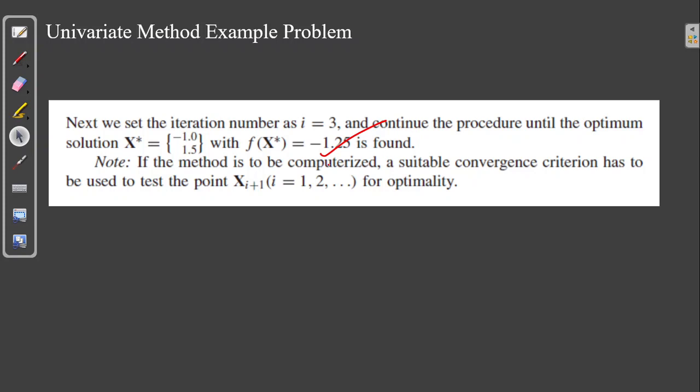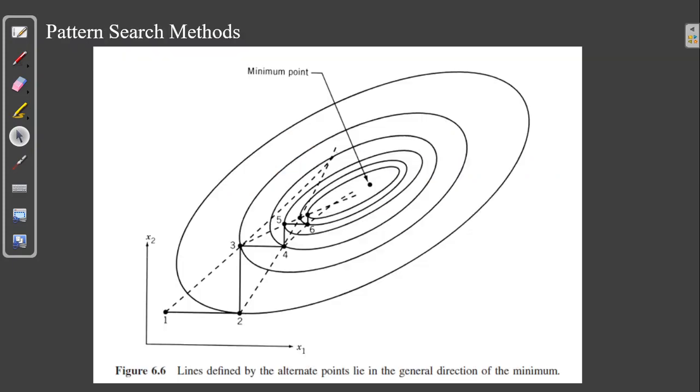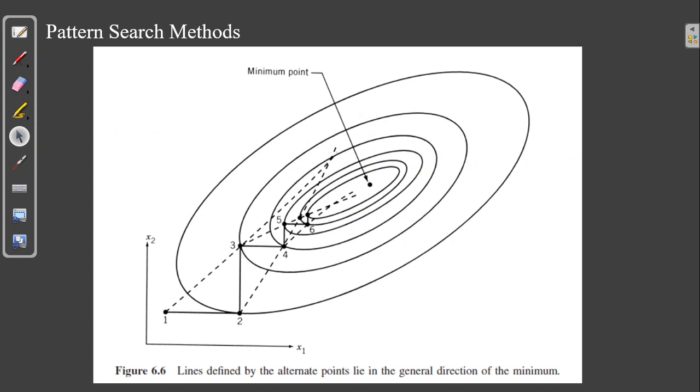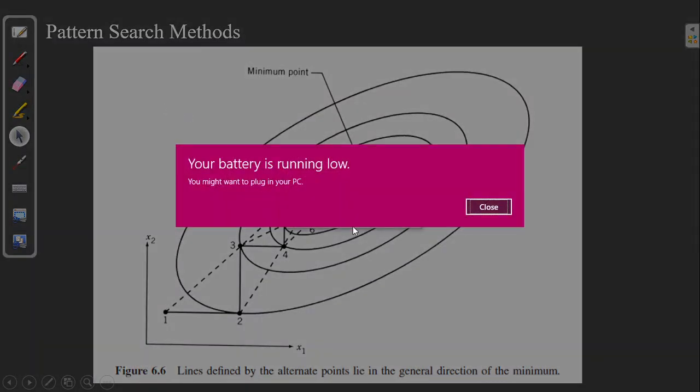So that is our univariate method. Now the next method is our pattern search method.